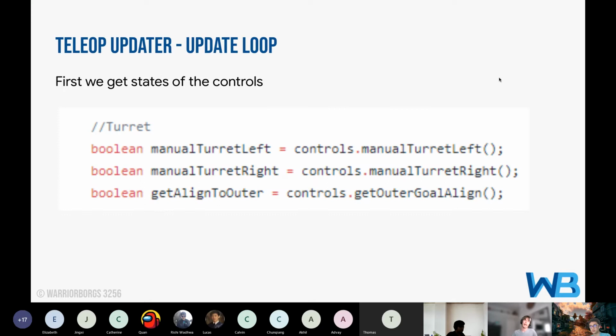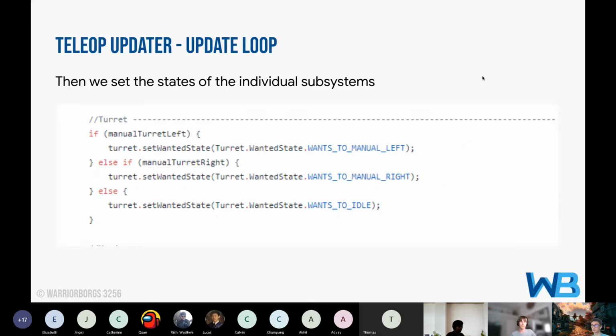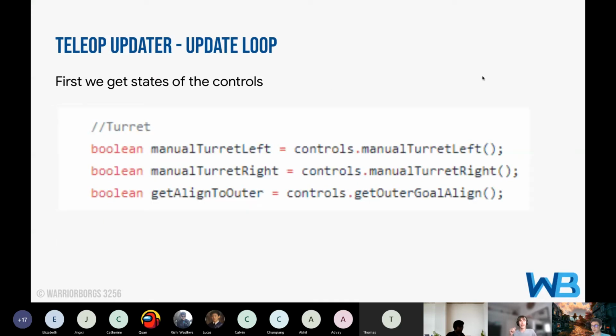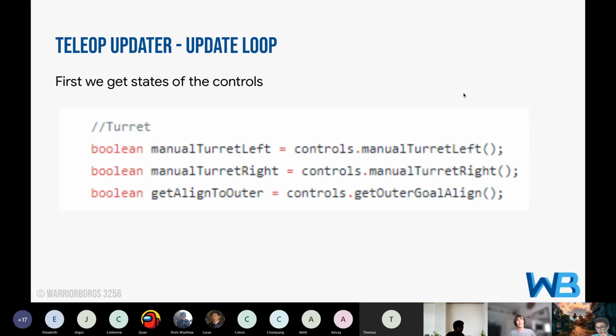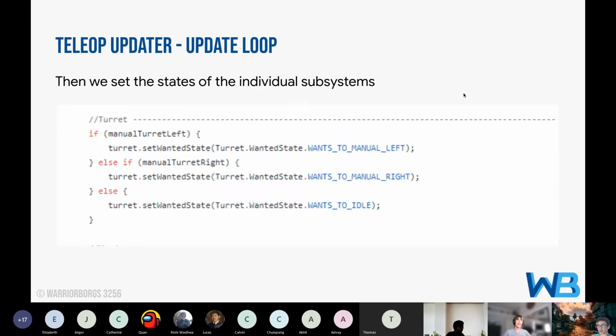So Tele-Op updater has a few things for everything we want to control. The first one is we get the state of the controls. What's happening with the controls? Are we pressing the button that we assign to manually turn the turret left or right? We assign all these from the Xbox controller config, which is another class that we'll talk about later. But we set all these variables with all the states, and then we check if those variables are set to true or false.